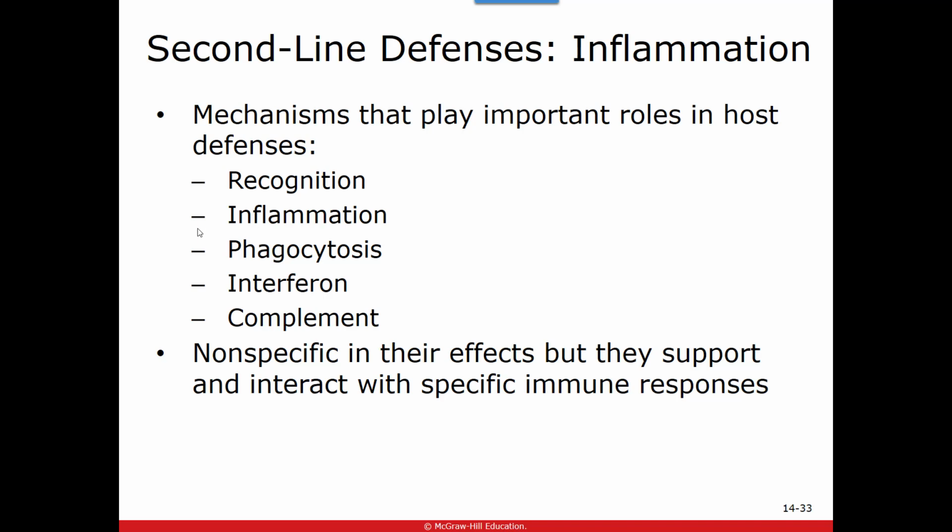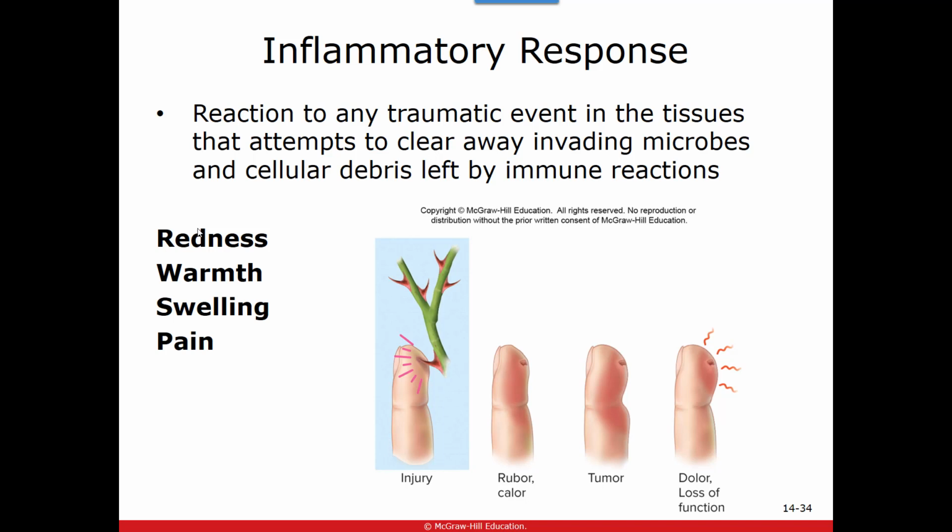Now, in inflammation, there are four key signs and symptoms of inflammation happening. There's usually a redness associated, and that redness is usually because your blood vessels have dilated.